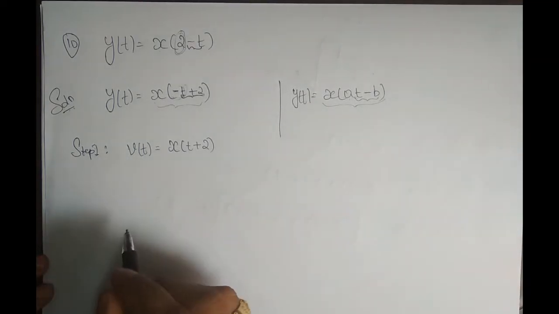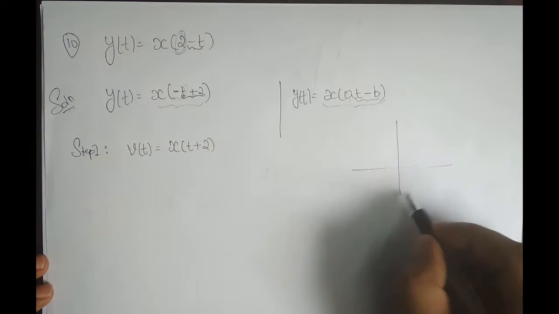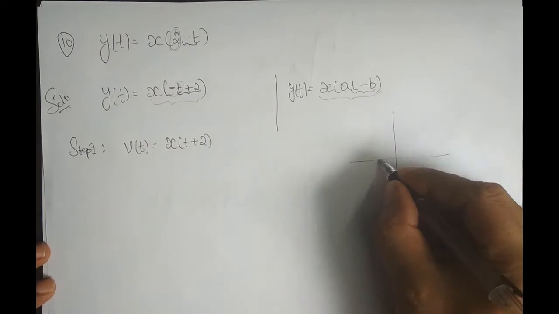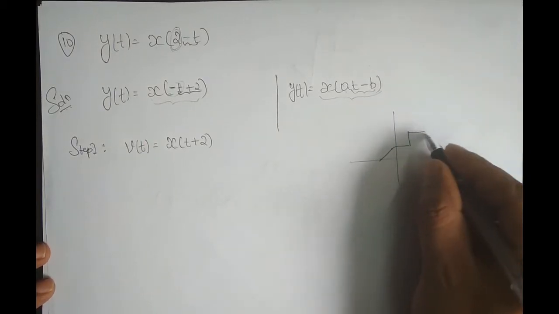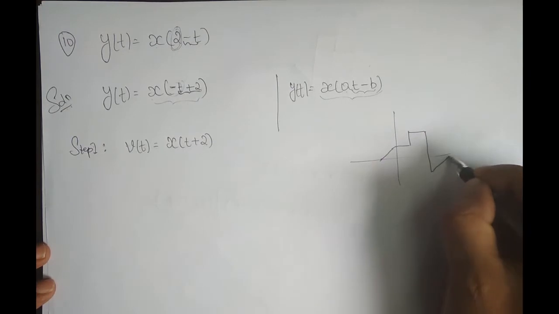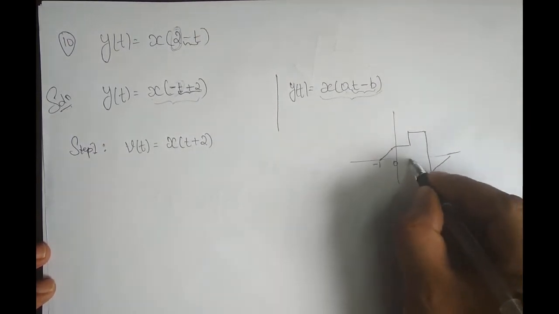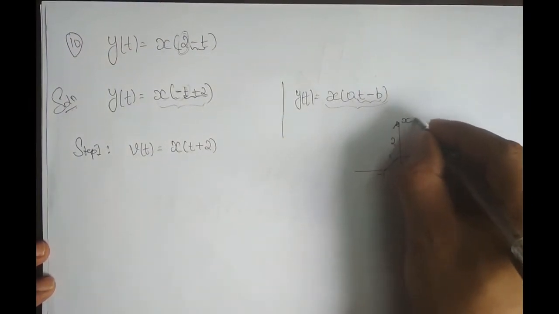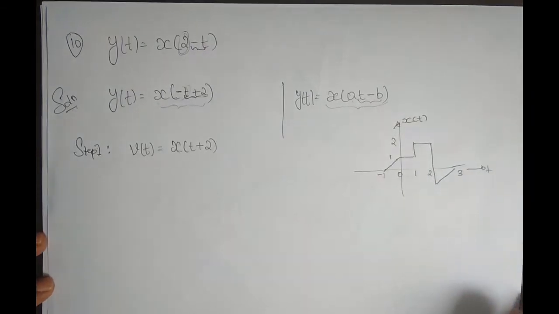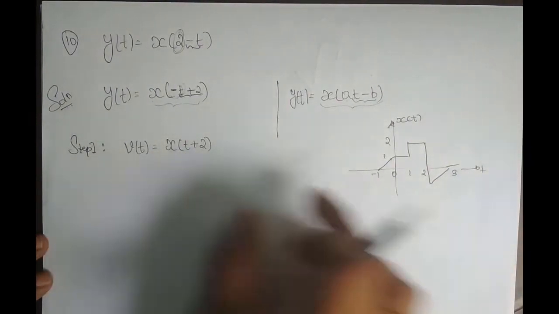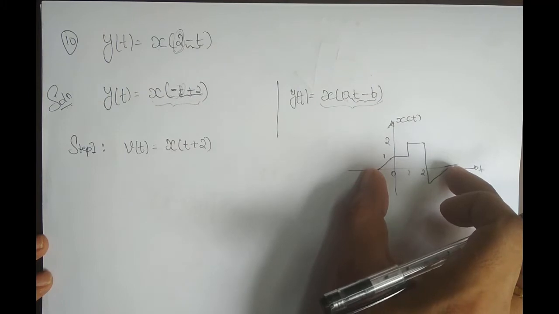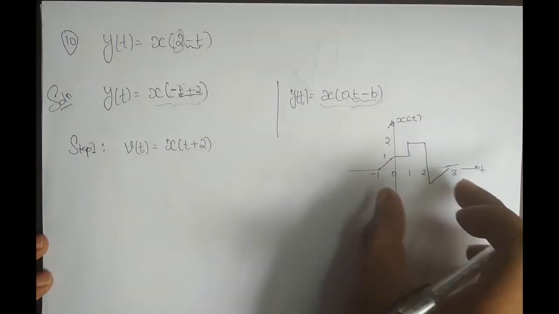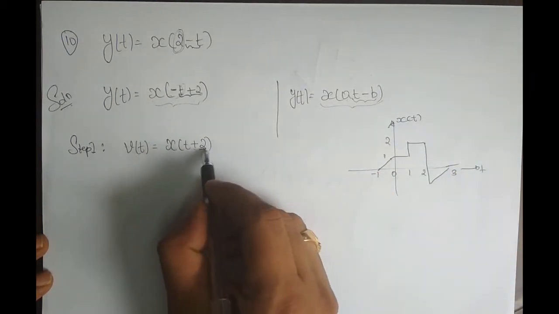If you know x of t, what is our x of t? x of t is something like this. Minus 1, 0, 1, 2, 3. This is 1, this amplitude is 2, right? So this is our x of t and this is t. What I need is x of t plus 2. So the entire signal x of t is shifted left or right. It is shifted left. Why is it shifted left? Because I have plus here. How many units? It is shifted left by 2 units.